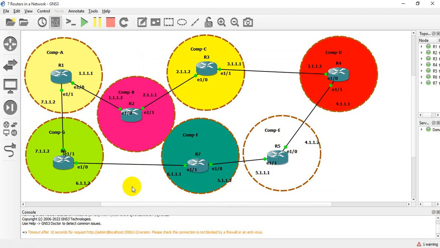So the problem is that if in each router only connected routes are available, then it means that they can communicate with their connected ports, not with all network ports. For example, this router can communicate with these ports only, because they are connected. But it cannot communicate with all these ports. Why? Because they are indirectly connected, and these networks are not available in its routing table. Only these connected networks are available. So obviously, if the networks are not available in the routing table, then it cannot communicate.